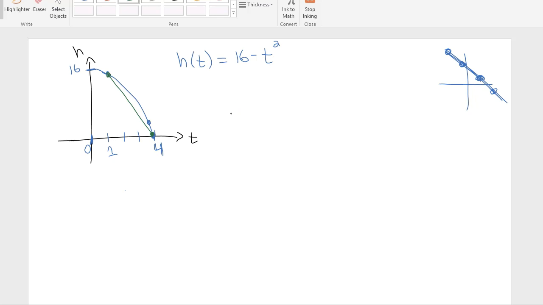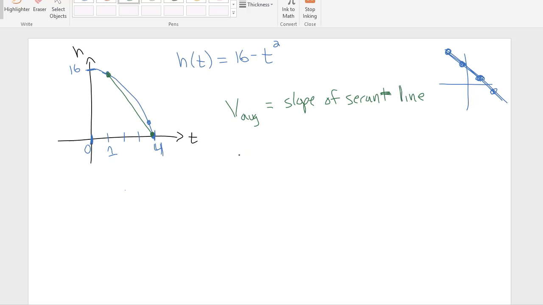So our average velocity or our average speed, I'm going to say V average, that's really the slope of that line, right? It's the slope of the secant line is what we call that. A line that touches a graph at 2 points is called a secant line. So we're going to find the slope of that secant line.